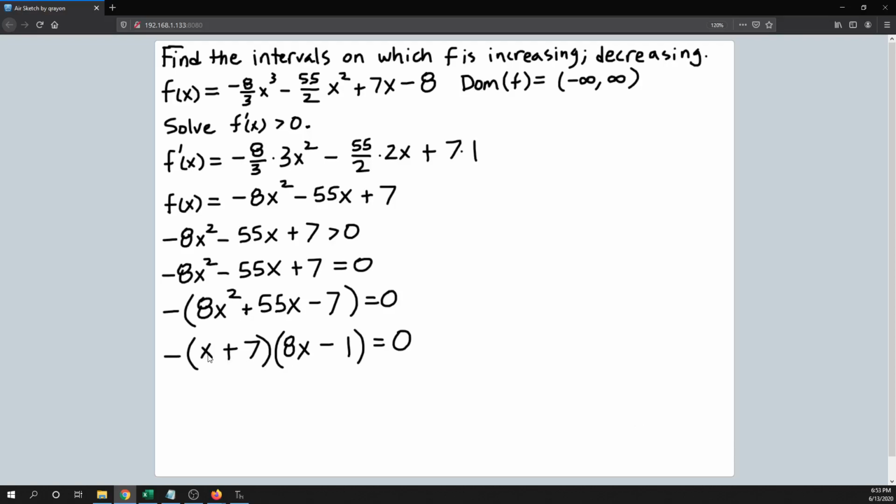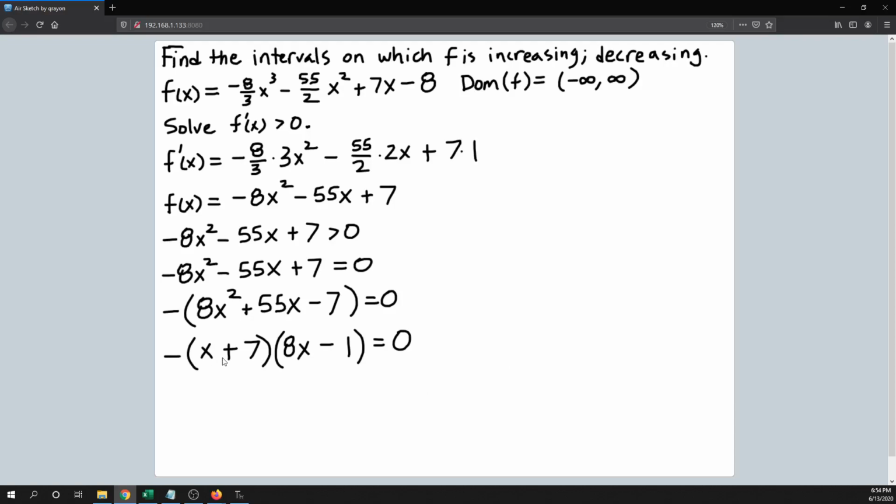So multiplying that out, I get x times 8x is 8x squared, right? And then 7 times 8x is 56x minus 1x, so that will give us this positive 55x here. And then last times last will be 7 times negative 1. So that looks correct. You use whatever method you feel comfortable with to factor that.